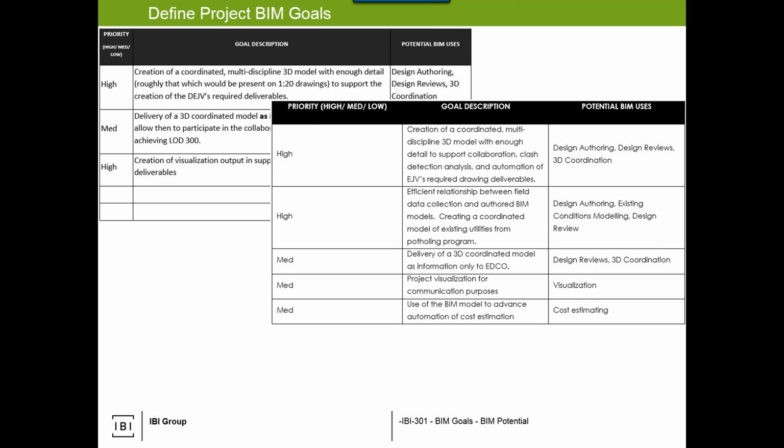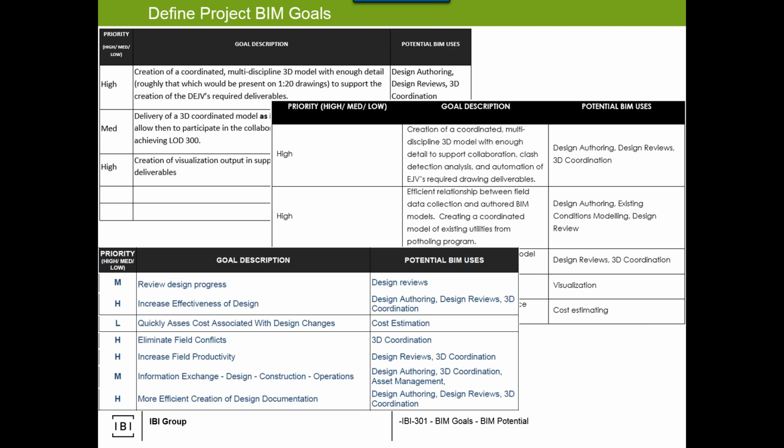Here, medium use of the BIM model to advance automation of cost estimation. And that's a good one, to advance the automation, not to produce the estimates. And I'd be curious to go back to this team to see if there was the expectation that the estimate audits all of a sudden became a push button. But we're helping to automate it, and that's an important piece as I read there. Quickly assess costs associated with design elements. You know, careful, just want to make sure that that's understood.